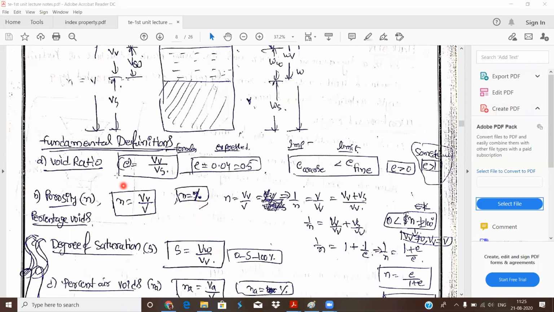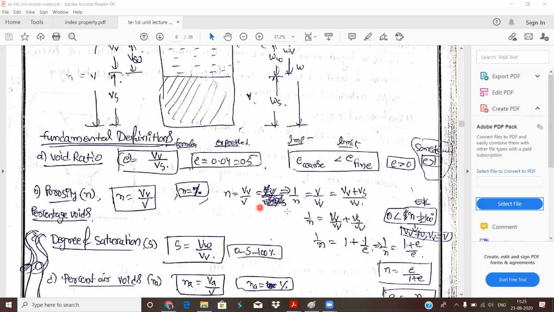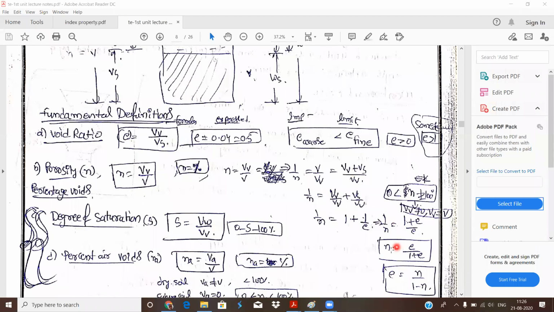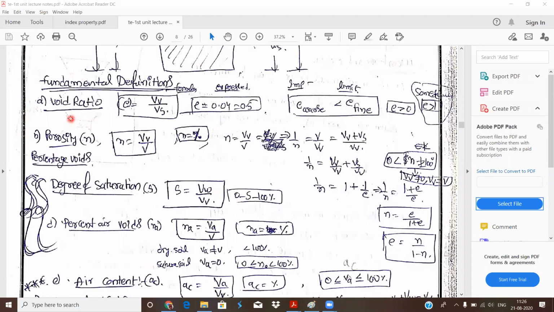The relation between void ratio and porosity can be evaluated by this formula: volume of voids by total volume of soil. Total volume means volume of voids plus volume of solids. So in the total volume of soil, we have volume of solids and volume of voids. Finally we get the relation between porosity and void ratio: n is equal to e by 1 plus e, and void ratio e is equal to n by 1 minus n. So these are the main fundamental definitions.